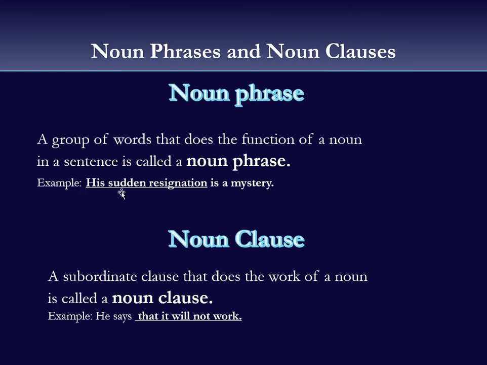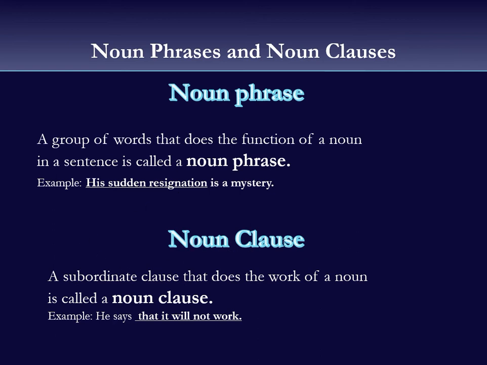For example, his sudden resignation is a mystery. So a group of words which is a phrase, if it does the work of a noun or takes the place of a noun, then it is a noun phrase. Like here, if you ask the question what is a mystery, then the name of the mystery is his sudden resignation. So here this phrase is doing the work of a noun. It is naming what is the mystery. So as this is doing the work of a noun, it is called a noun phrase.